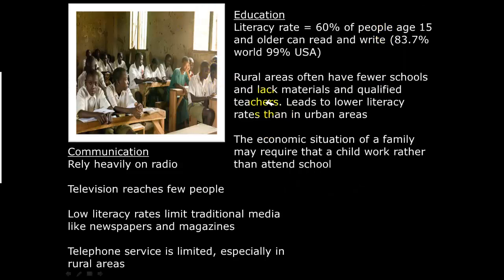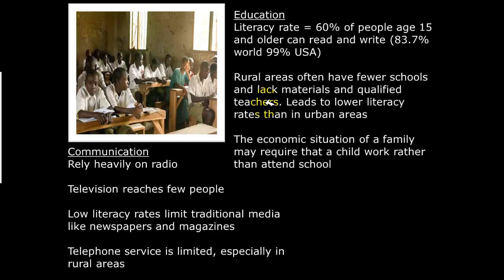Discussing the education in Sub-Saharan Africa. The literacy rate is about 60%. So what that means is about 60% of the people age 15 or older can read or write. The average for the world is about 83.7%. The average for the United States is about 99%. So what that means is about 99% of the population in the United States can read or write on some level. Well, 60% in this region of Africa, Sub-Saharan Africa.